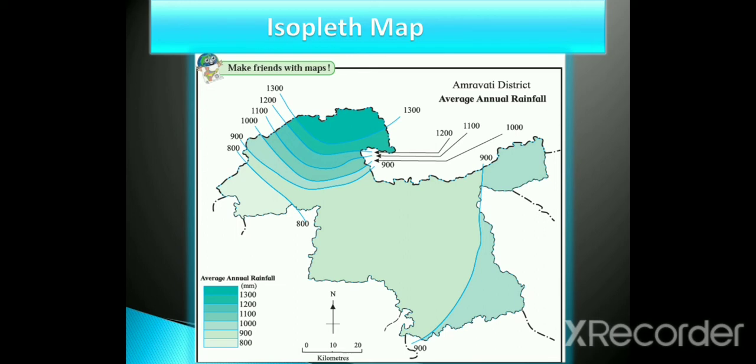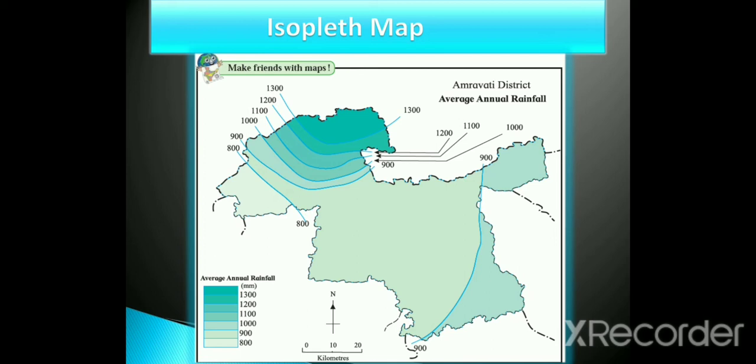See, if you observe this map, you will get the idea. In the northern part the dark green color is used, which means that region receives the highest rainfall, and in the southern part of this district very less rainfall is received, that is 800 millimeter rainfall. See, in this method isolines are used to show the average annual rainfall in Amravati district.